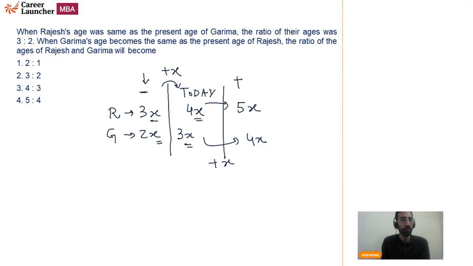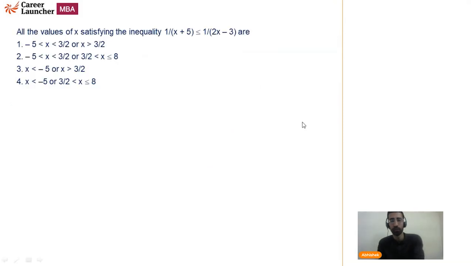Then the ratio of ages of Rajesh and Garima will be 5x is to 4x, 5 is to 4. End of story. I hope this is clear. Let's move on to the next question.